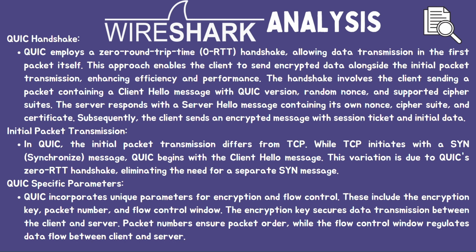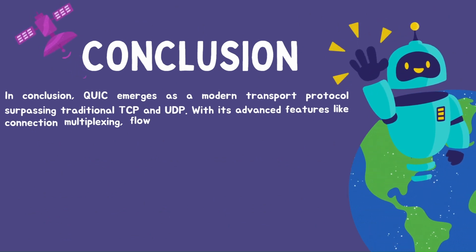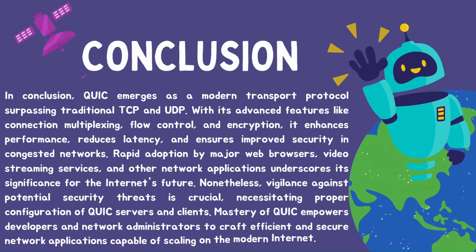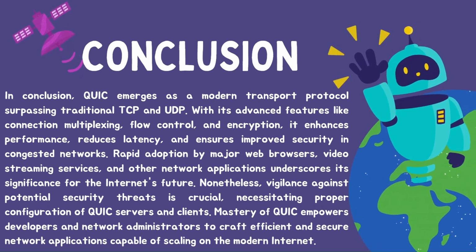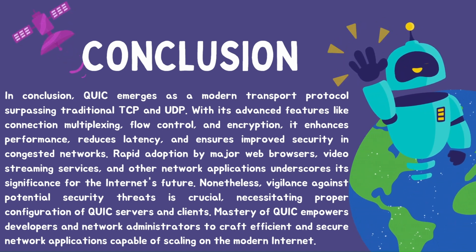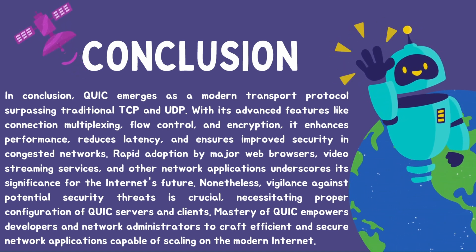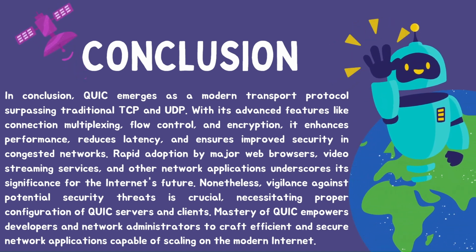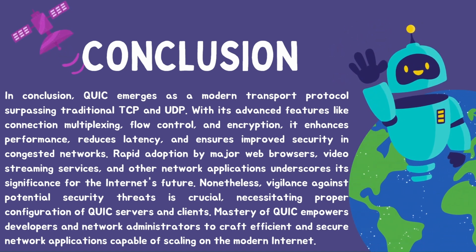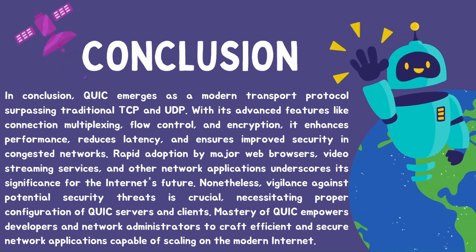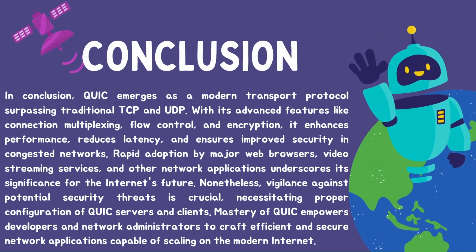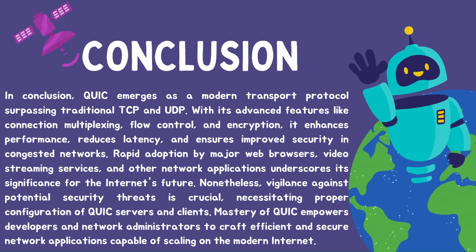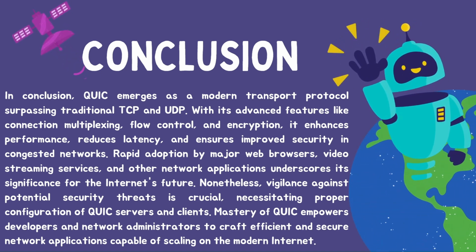To conclude the QUIC tutorial, we can say that QUIC is a modern transport protocol that offers a significant improvement over traditional protocols such as TCP and UDP. We have discussed some of its features like encryption, multiplexing, flow control, and decryption. It also reduces latency, improves security, and gives better performance in high congestion networks. We can see it has been rapidly gaining adoption by major web browsers, media streaming services, web services, and other network applications, making it a technology for the future of the internet.